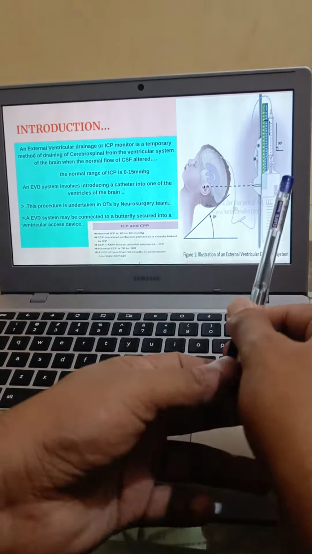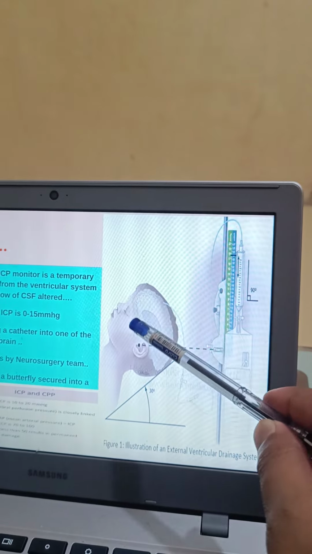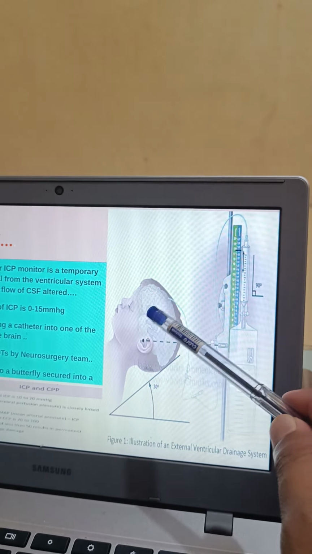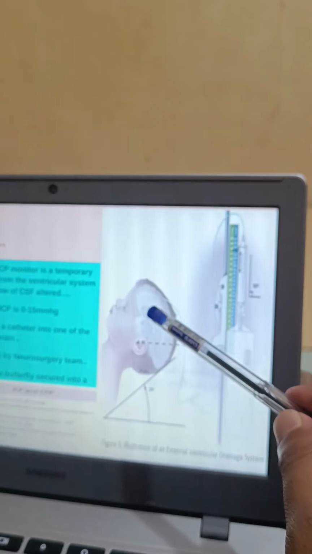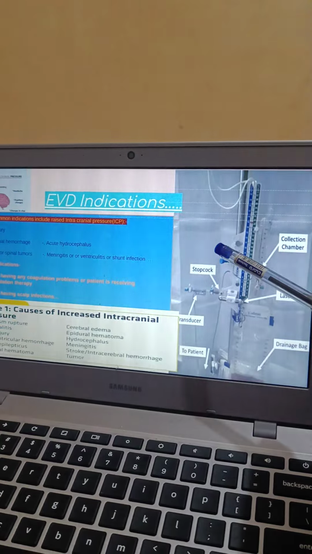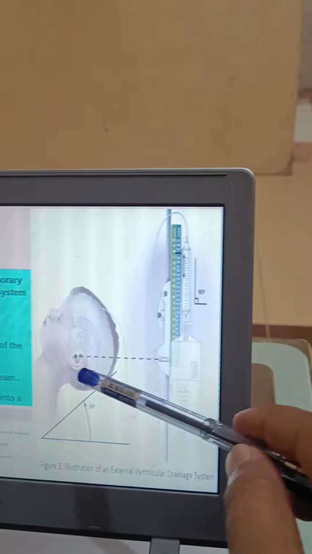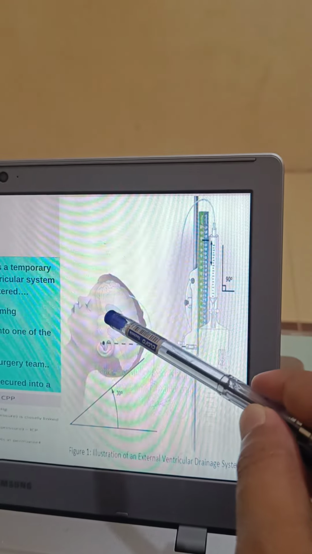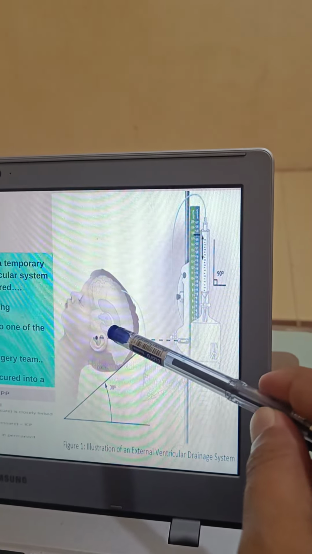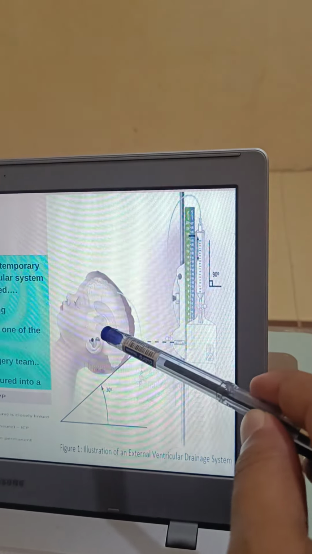This is our brain. I will briefly discuss the anatomy and physiology of the brain. This is our normal brain. These are the ventricles, and as we know, there are four ventricles: first and second, then third and fourth.